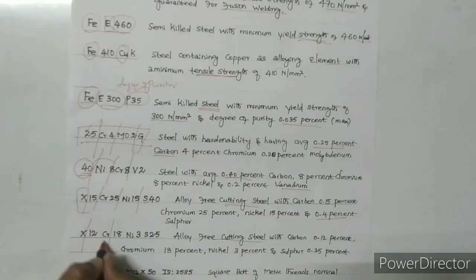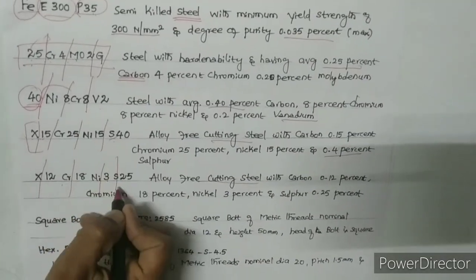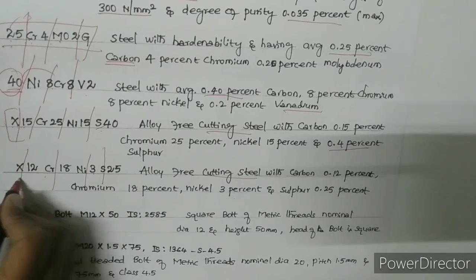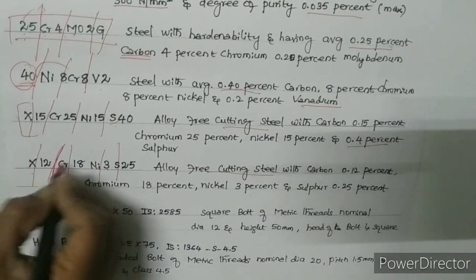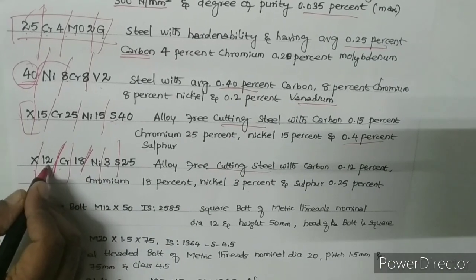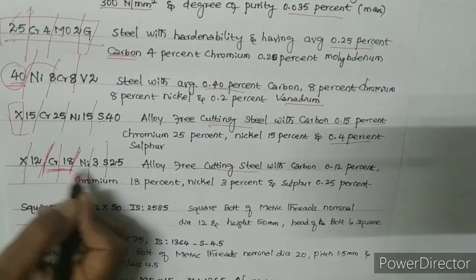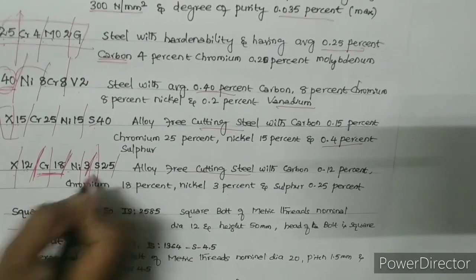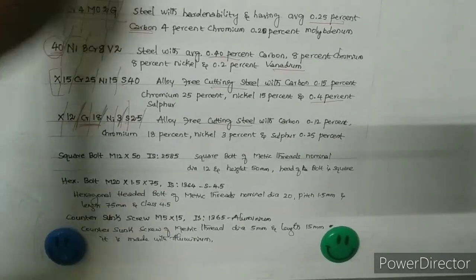12% of chromium, 18% of nickel, 3% of sulfur. Sorry, it is a free cutting steel. 12% of carbon is 0.12%, 18% of chromium, 3% of nickel, then 0.25% of sulfur. So you may get like this, any one you may get.